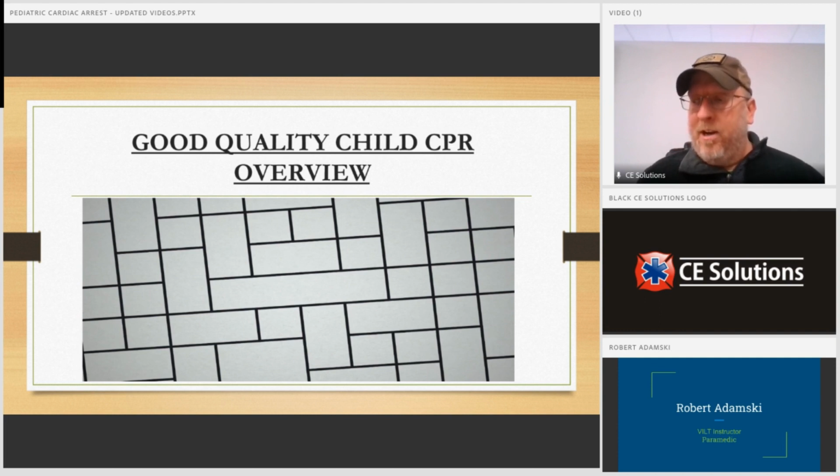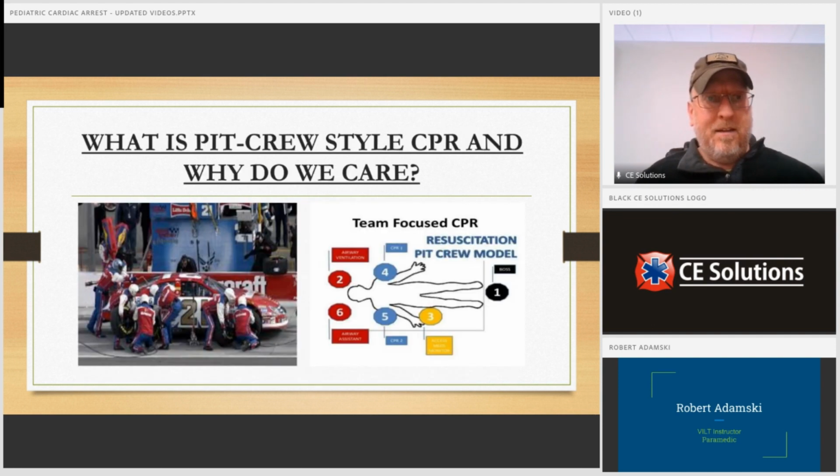And then the final one: notice there actually was a typo or an error in that last part of the video. They mentioned the compression ventilation ratio for two-person child CPR was 30:2. That's incorrect. Remember, it's 15:2 for two-person CPR. The compression ventilation ratio is 15:2. There was one little error there. All right, moving on.